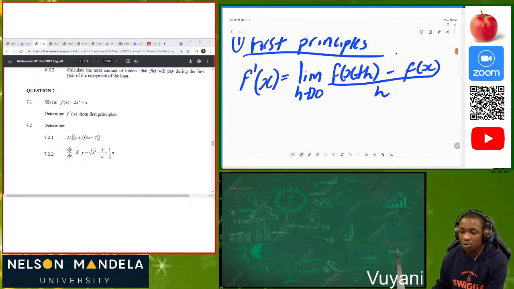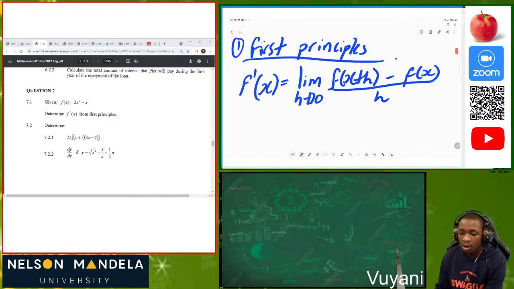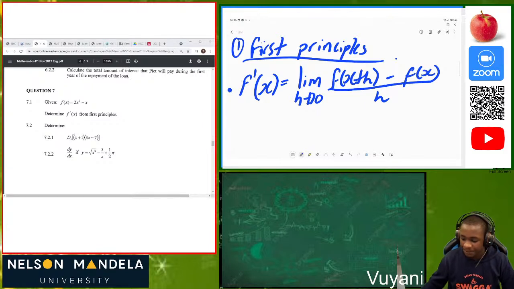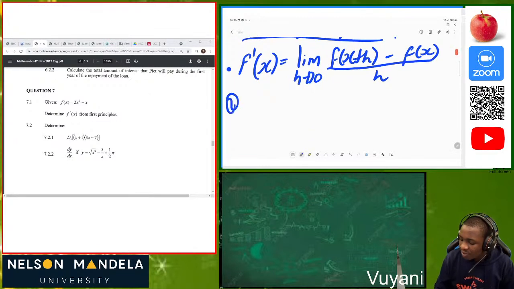That's the first principle. So whenever they say solve, or when they say determine the first derivative, it's called the first derivative of x. Using the first principles, you use this equation in this format: f prime of x is equal to the limit as h approaches 0 of f of x plus h minus f of x, divided by h. Now, this is the long way.